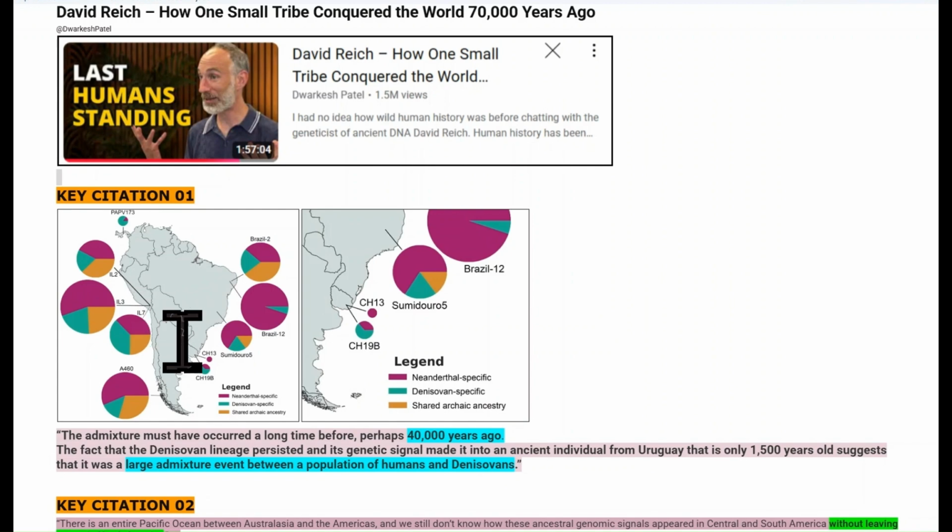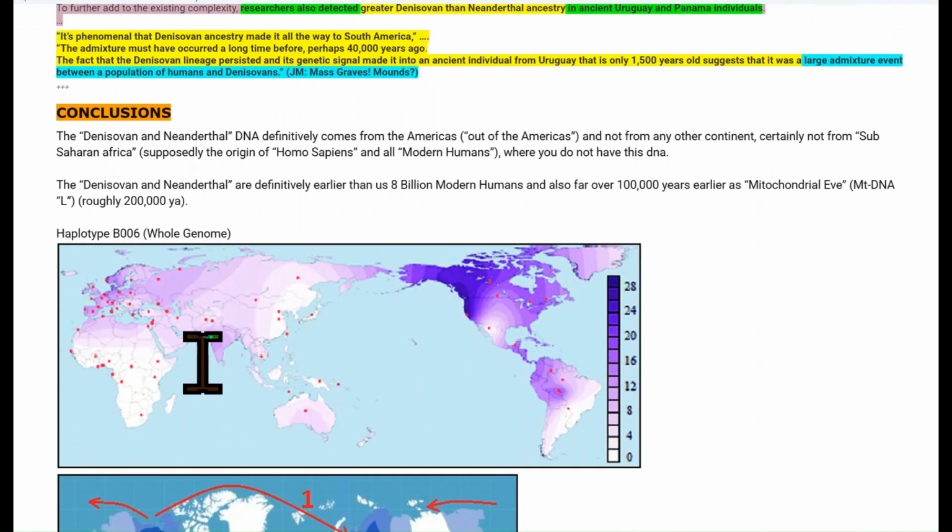So in the ancient DNA found in South America, the Denisovan DNA and Neanderthal DNA was detected. So modern humans have been present in the Americas for 40,000 years or more. Also South America has a high frequency of Neanderthal and Denisovan DNA. Neanderthal and Denisovan DNA are of the haplotype B006. Haplotype is a whole genome classification.